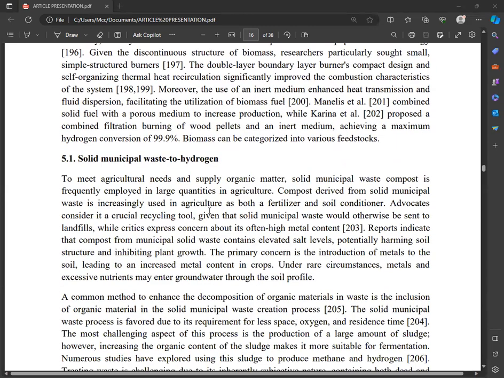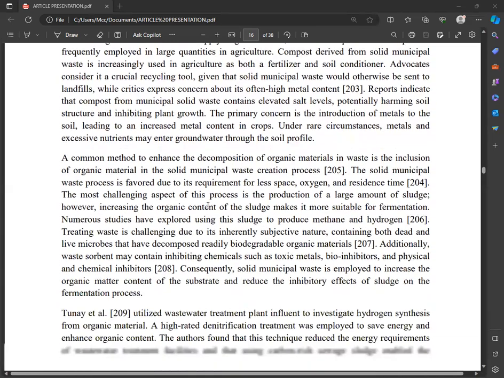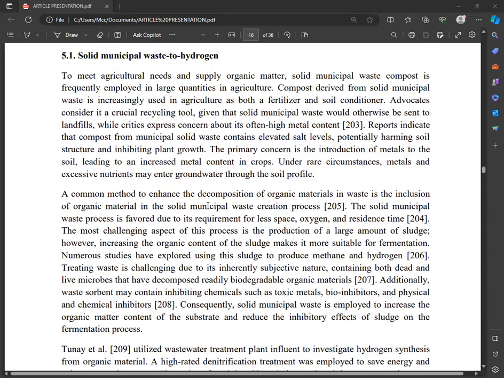For production of hydrogen using biomass, first we will use solid municipal waste. To meet agriculture needs and supply organic matter, solid municipal waste compost is frequently employed in large quantities in agriculture. It is a common method to enhance the decomposition of organic material in waste. The solid municipal waste creation process is not an easy process to overdo.